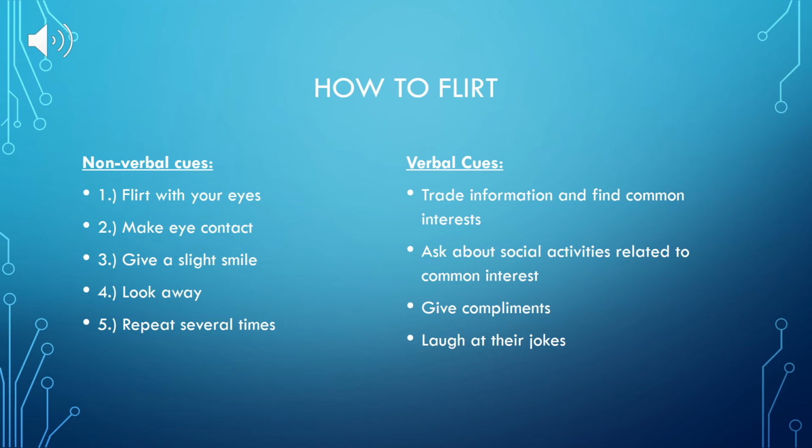One of the biggest things in this intervention plan is to help them learn how to trade information and find common interests: ask about that person's social activities related to their common interests, provide compliments, and even laugh at their jokes. Now, this happens naturally in a lot of settings. However, when we're teaching these social skills, it's an important way to look at how we can let someone else know that we like them without telling them.